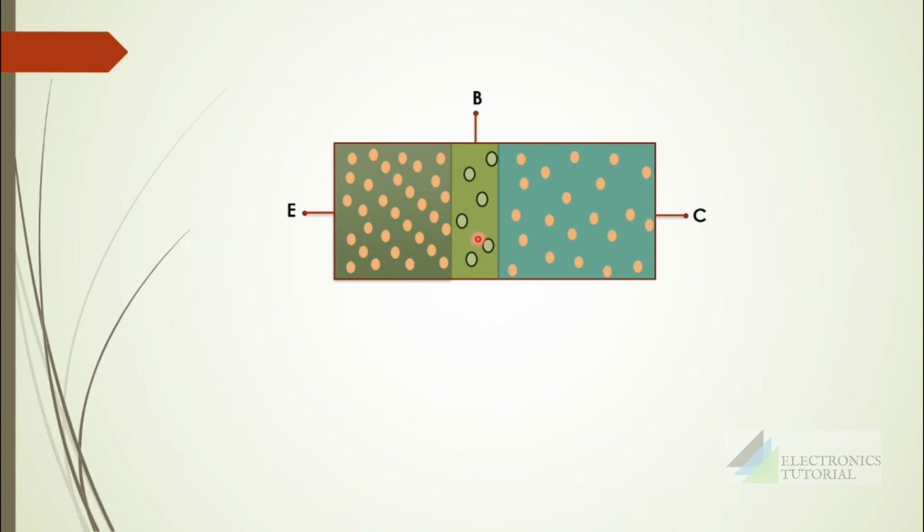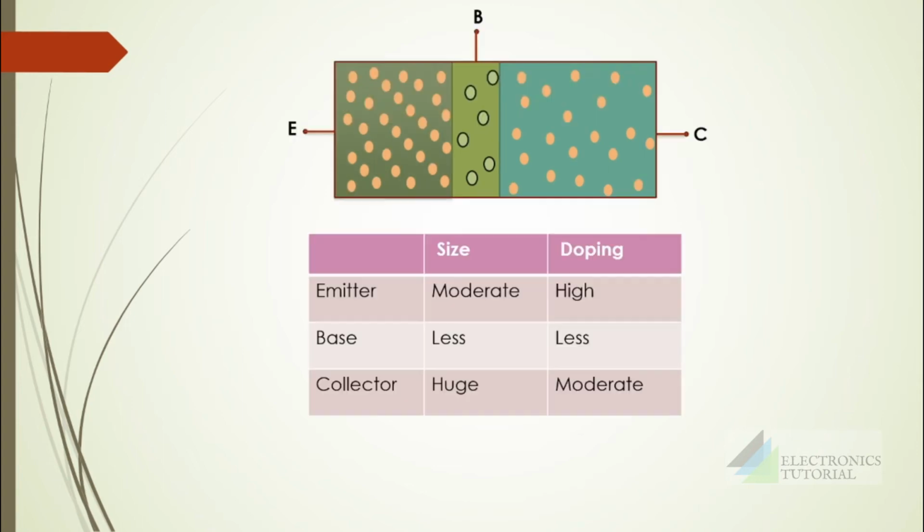The base section will be very lightly doped. The doping of the collector will be very moderate when compared with the other two layers. And higher level of doping is seen with this emitter section. This is because of the reason that the emitter has to emit, so higher level of doping is given. The collector has to collect electrons, so it is made more spacious.